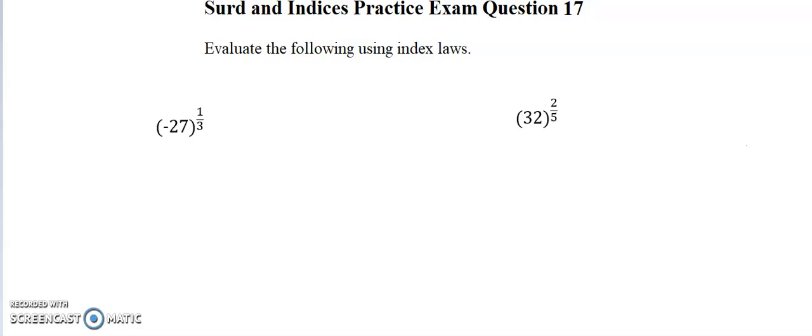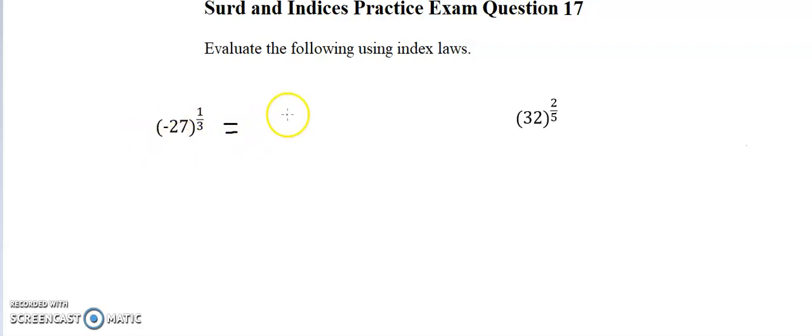Cert and Indices Practice Exam Question 17. Evaluate the following using index law. So we've got negative 27 to the power of 1 over 3. So that is saying the cube root of negative 27.